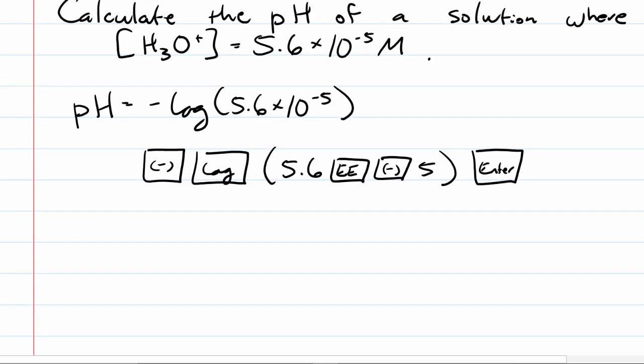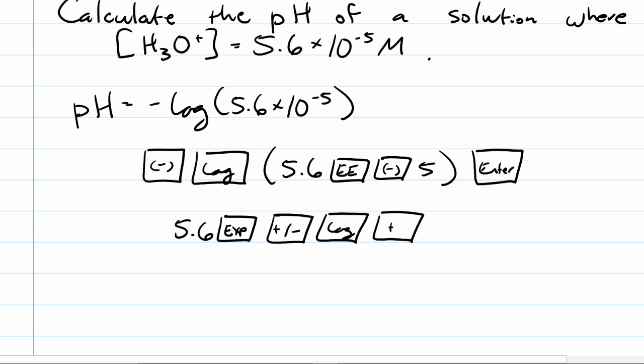Now the conventions on other calculators may vary. If you have an older Casio or Sharp calculator, maybe only a single line display, your convention looks something like this. It might be 5.6. You're going to hit the EXP button or your EE button. Then you're going to hit your sign changing button. And then you're going to hit the log button. And then you're going to hit your plus/minus key again. So again, this is your older calculators. This would be your newer graphing type calculators.